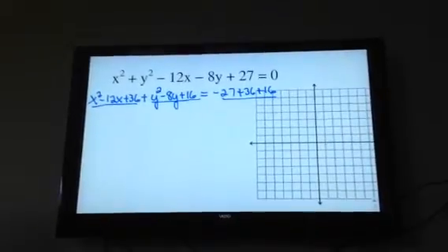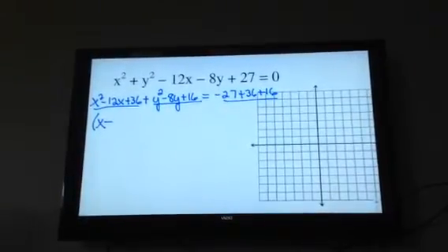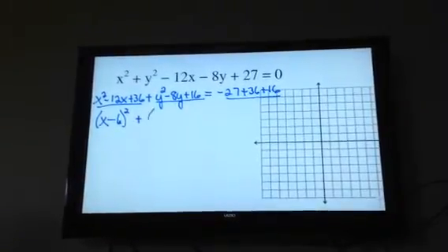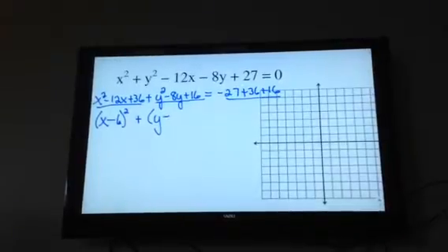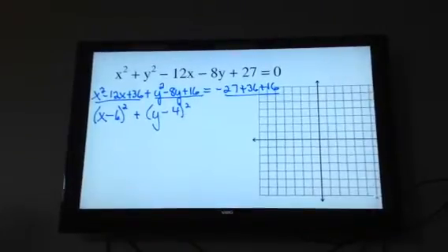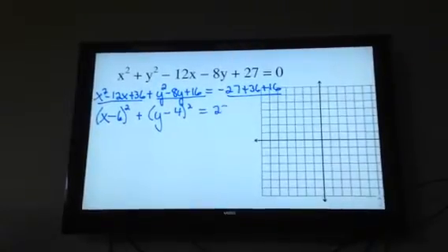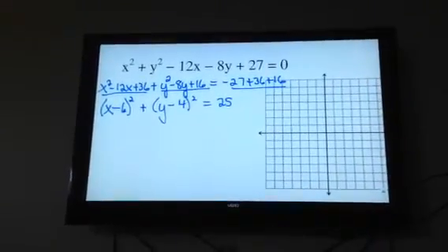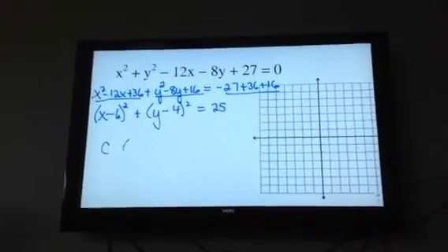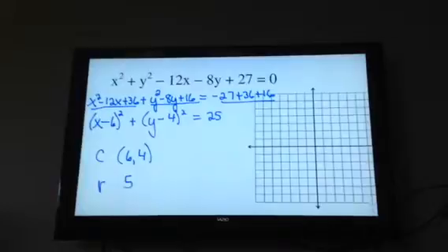So when I factor my x's, I'm going to get x minus, because the middle term is minus, square root of 36 is 6, quantity squared, plus y minus, middle term is a minus, square root of 16 is 4, quantity squared, and then add, and I get 25. This makes my center positive 6, positive 4, and makes my radius 5.